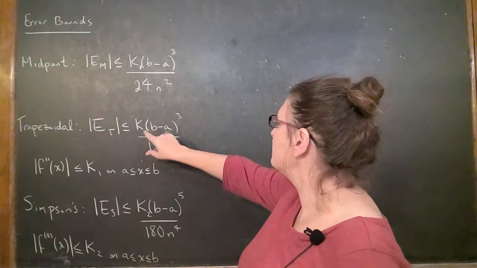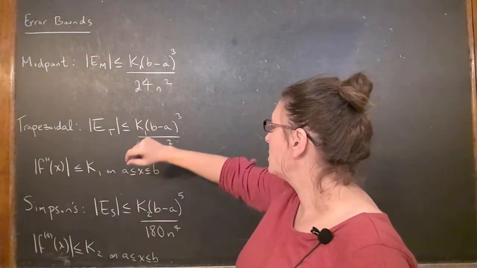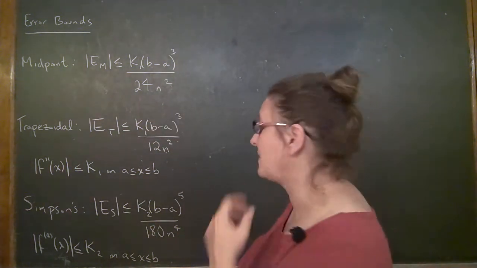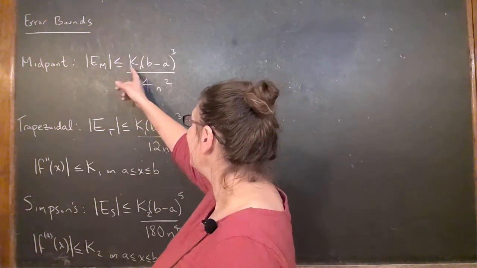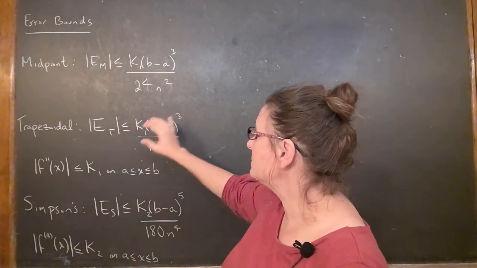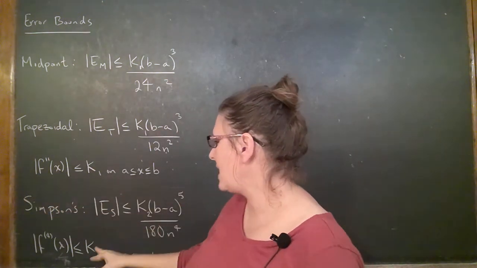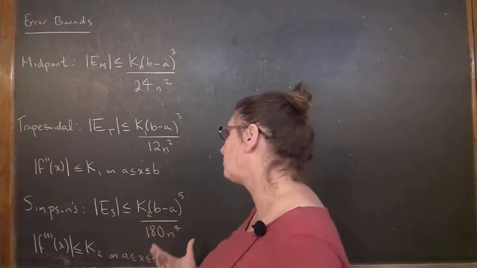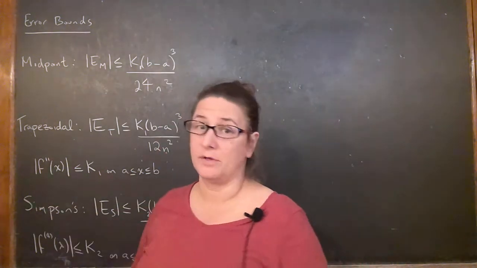The b minus a, of course, is the length of the interval. N is there. You've got a number here in the bottom that comes from how you got the error bounds. And then you've got this k here. K, for the midpoint and trapezoidal rule, is the maximum size of the second derivative. And for Simpson's rule, k is the maximum size of the 4th derivative. It's not a surprise that it's n squared with the second derivative and n to the 4th with the 4th derivative.